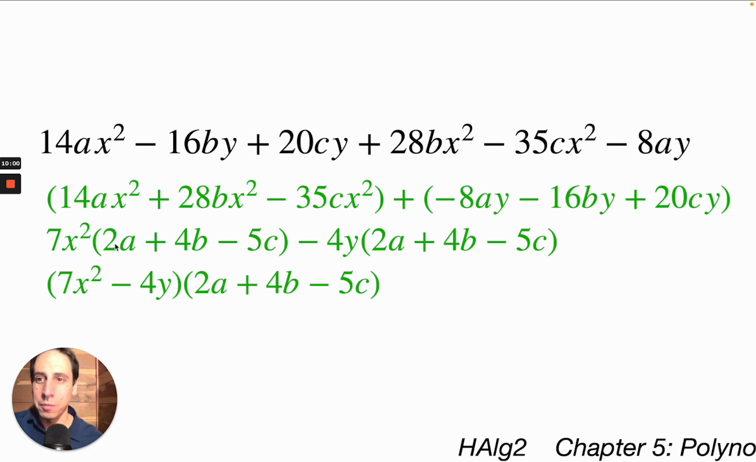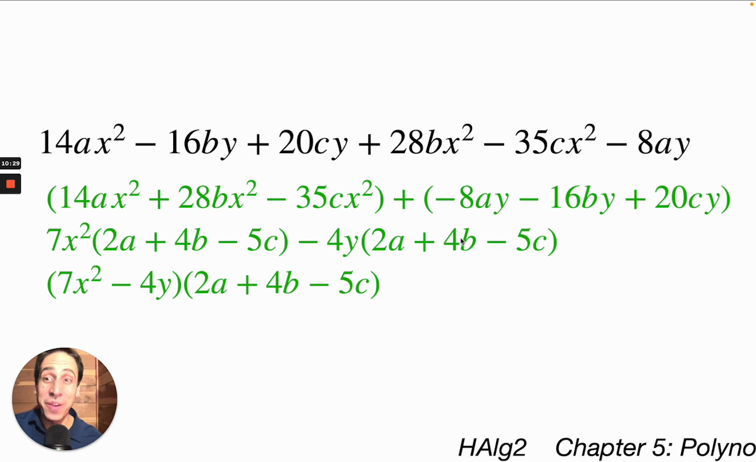So the leftover becomes 2a. This was 28bx squared. It's just going to be 4b, and then minus 5c, because 7x squared times minus 5c is minus 35cx squared. And over here, we can factor out a minus 4y. They've all got y's, and they're all numbers that multiply with factors of 4. And what's left behind is 2a plus 4b minus 5c.